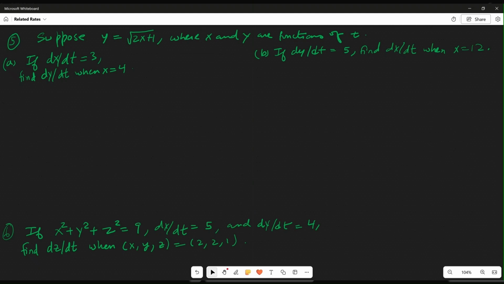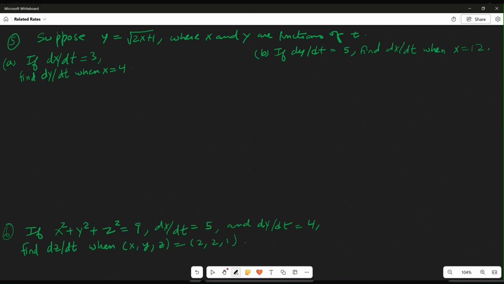Just looking at these two problems, can you tell what kind of problems we are going to solve here? Rates of change, related rates, or exponential growth? Okay, so if you have guessed related rates, then you're right.